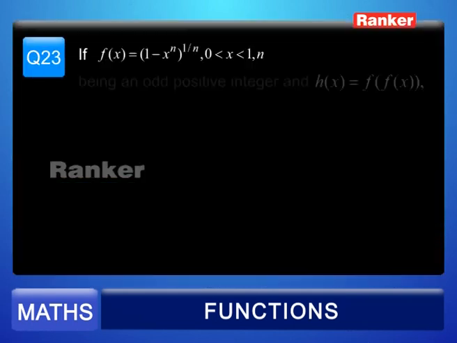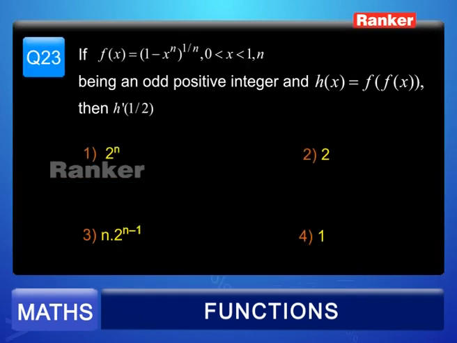The next question. If f of x is equal to 1 minus x power n whole to the power of 1 by n and 0 less than x less than 1, n being an odd positive integer, then h of x is equal to f of x, then h of half is. Observe the question carefully. f of x is equal to 1 minus x power n whole to the power of 1 by n, 0 is less than x less than 1, and n being an odd positive integer, then h of x is equal to f of x, then h of half is.